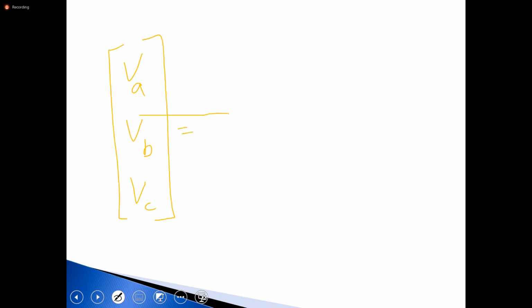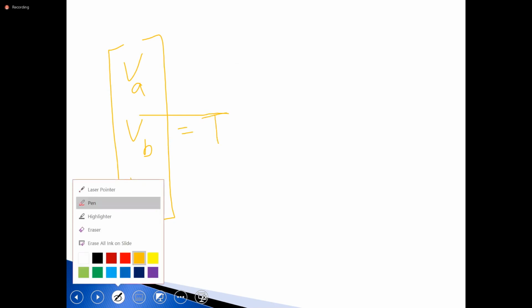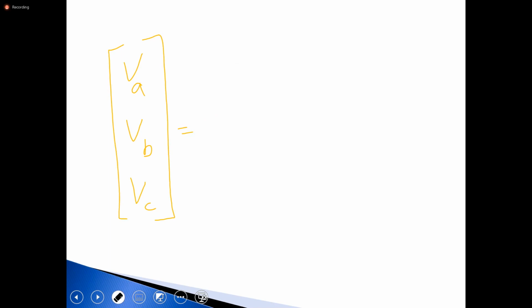And that will be equal to T times V0, V1, V2. I don't know why this thing keeps happening. And what you will find is that the values you find for VA, VB, and VC would correspond to your boundary conditions for a single line to ground fault.